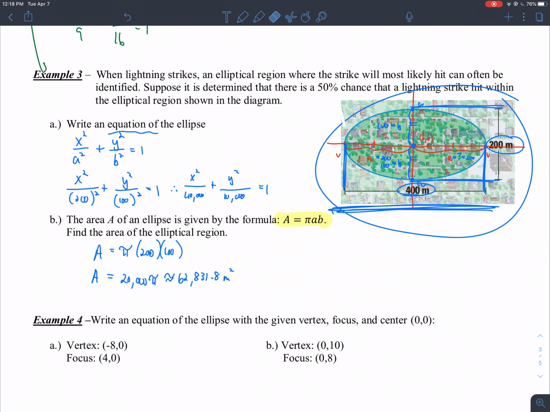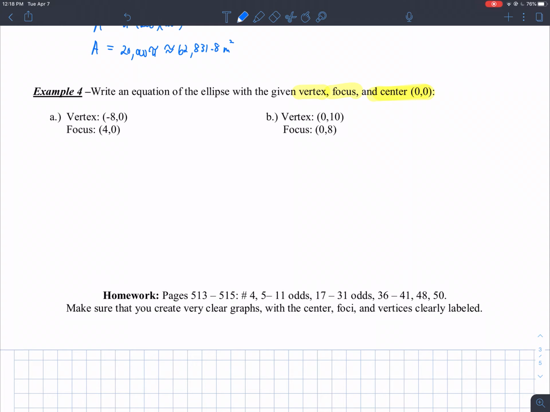Alright, and then lastly, let's talk about this. It says write the equation of an ellipse with the given vertex, focus, and center. They give you the vertex and focus, and we know that the center for all of our ellipses is 0, 0 in this section. And you write the equation. Now, this is different. They gave us the vertex and the focus. They didn't give us the covertex.